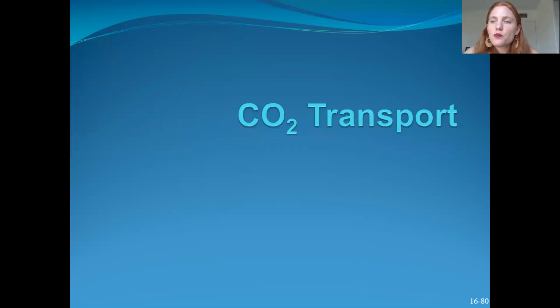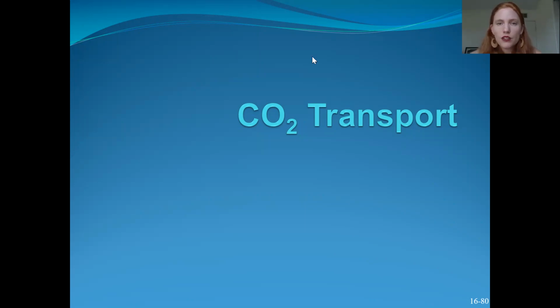Okay, so at this point, we've talked about the partial pressure of oxygen and carbon dioxide and how that helps move the oxygen and carbon dioxide around to where it needs to go. We talked about how oxygen is carried by hemoglobin in the blood, and now we're going to talk about carbon dioxide in the blood. Okay, so how does it get around inside the blood?